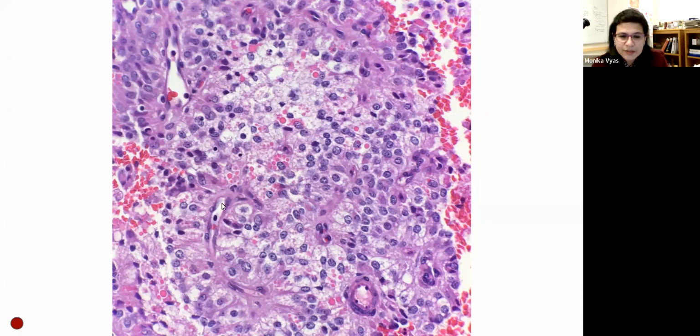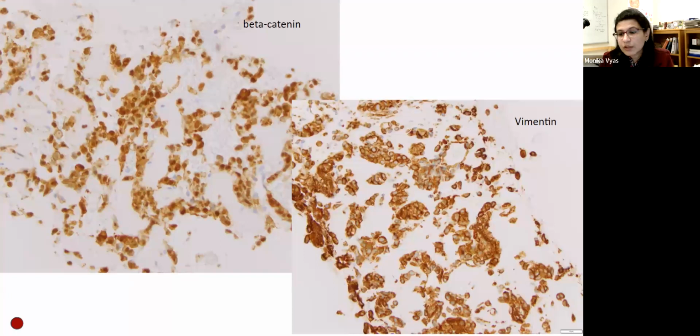Other than that, the cells per se are pretty monomorphic. You can see nuclear grooves and sometimes prominent nucleoli, but a close mimic would be neuroendocrine tumors. And so one needs to be careful with use of neuroendocrine markers, especially with this pseudopapillary morphology.